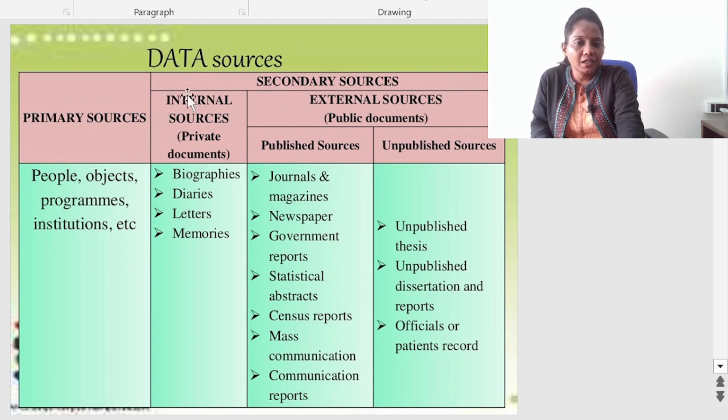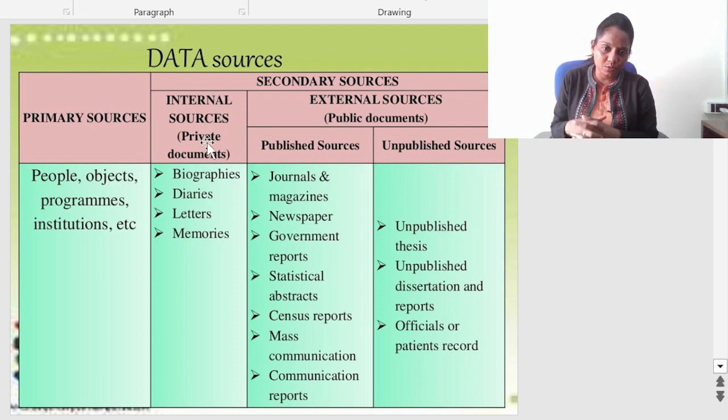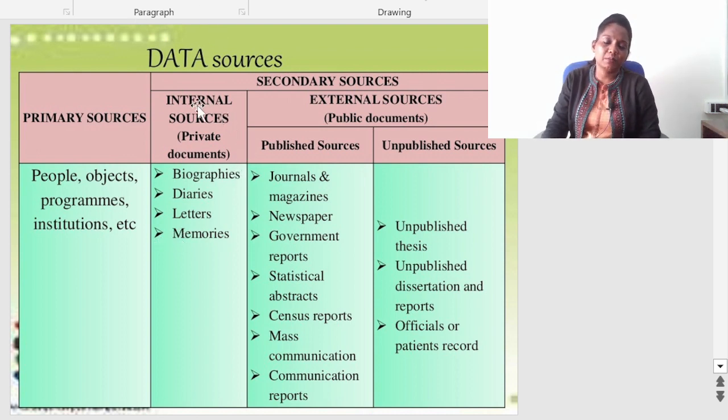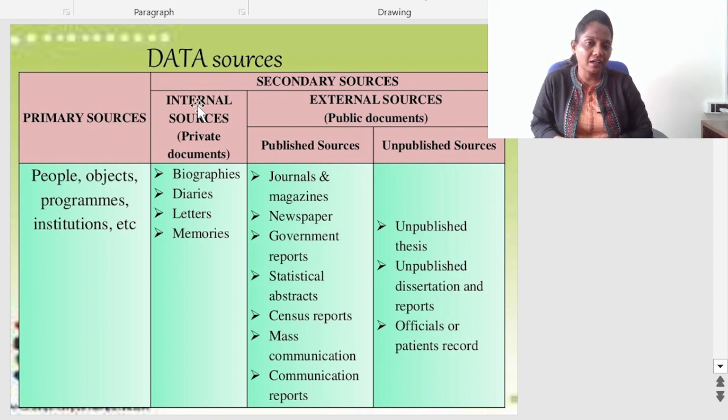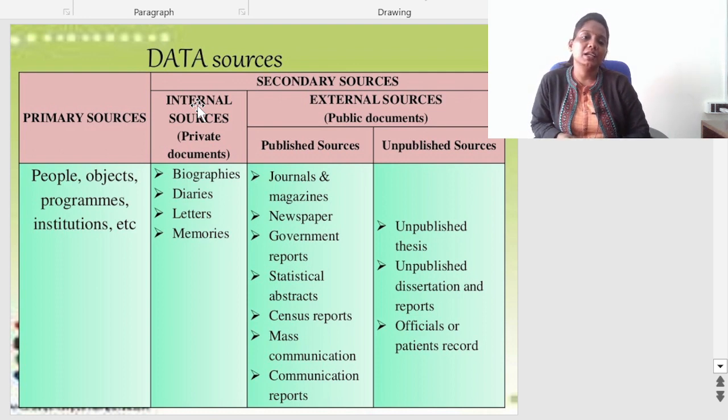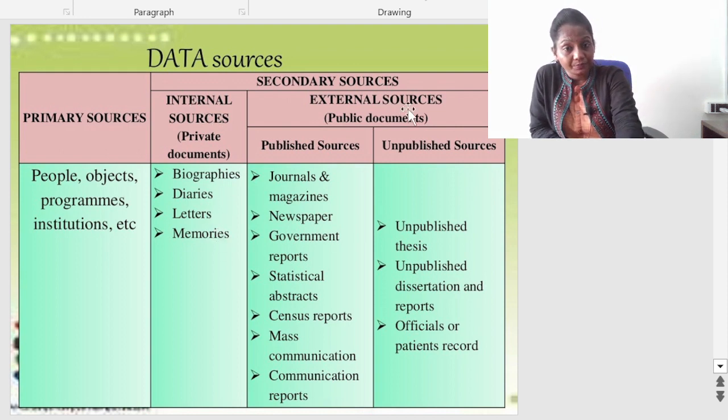And mainly, internal sources means private documents. We can collect the data from biographies, diaries or letters or from memories. This is all called internal sources. That means for collecting the data, the person is not available, but still their written concepts or their written books are available. If you are collecting data from there, that is called internal source or private documents, which are biographies, diaries, letters.